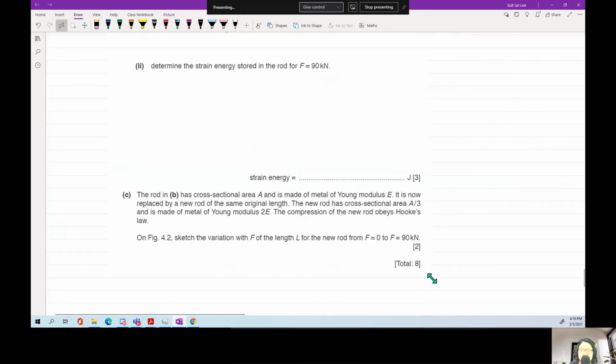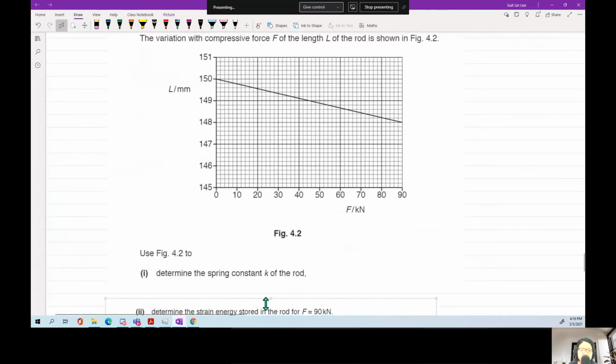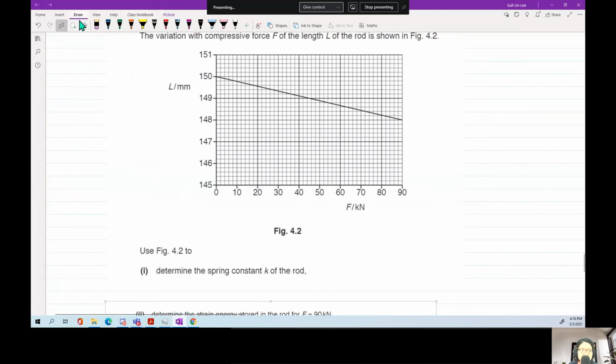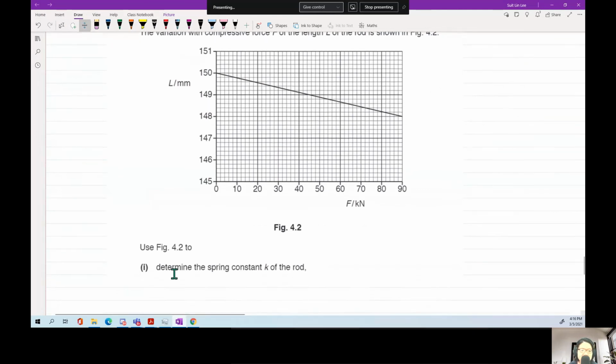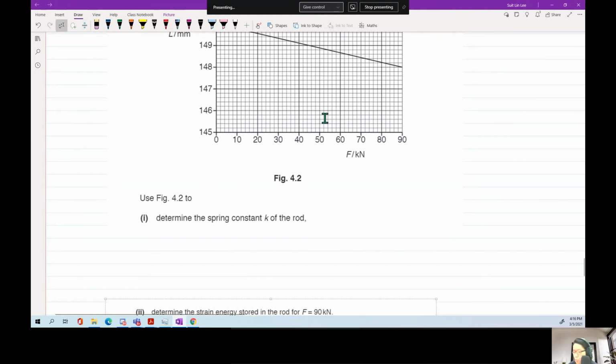Okay, so to do this, to find the spring constant, you're obviously going to use some form of the relationship F is equal to Kx, right? So you need to use the gradient. For AS, generally, they do allow you to do value substitution, or they allow you to use a point. Never mind. Let's see. We'll start with F is equal to Kx.